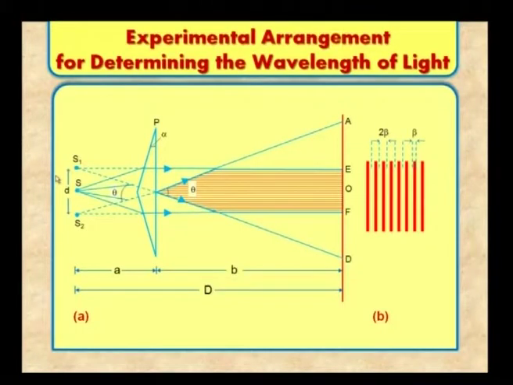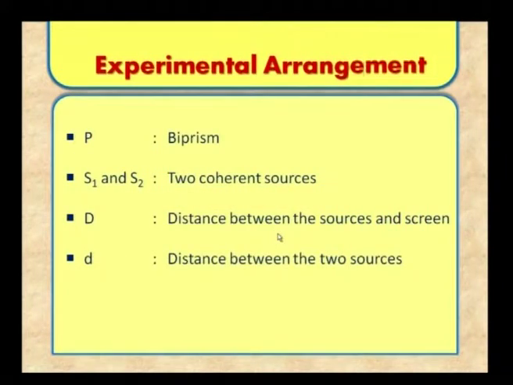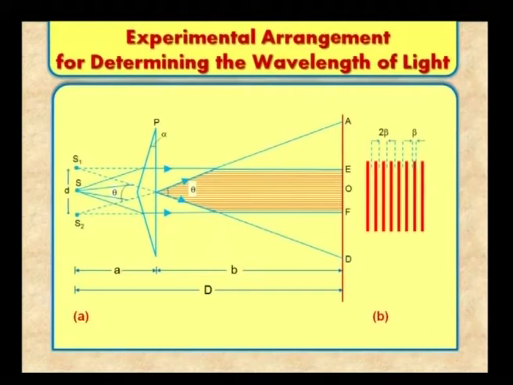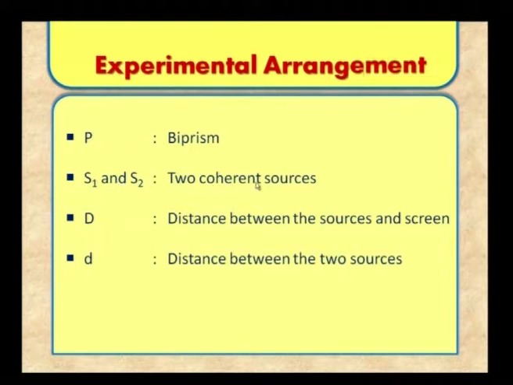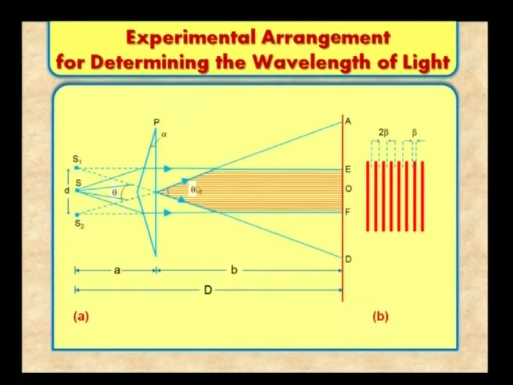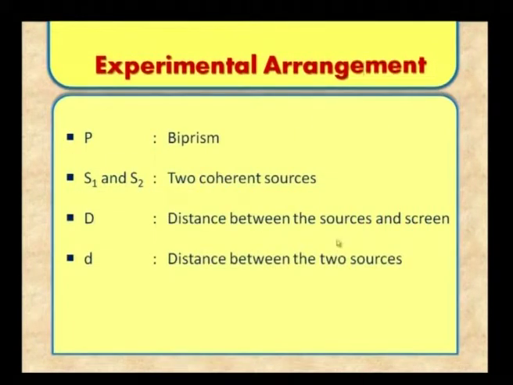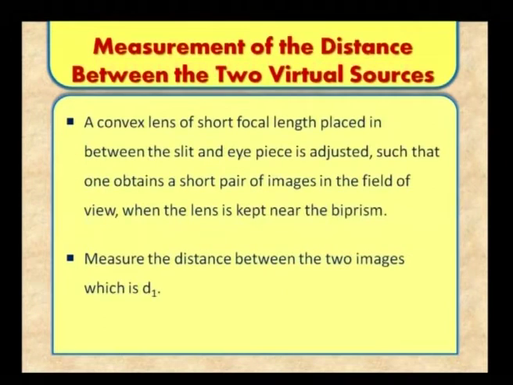Therefore, you have the small d here, capital D here, and you see the expression for beta in the last lecture. P is the prism, you got a biprism here, and S1, S2 are the two coherent sources which are obtained from the single source S, that is your sodium vapor lamp, and D is the distance between the sources and the screen. Small d, as you know by now, is the distance that separates the two virtual sources.